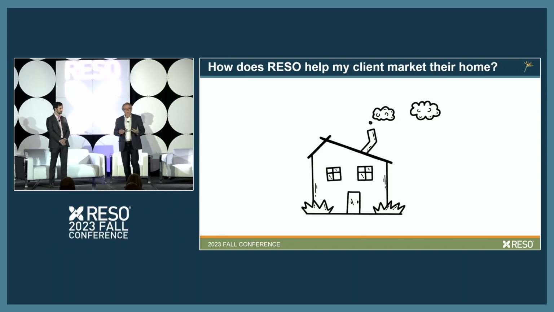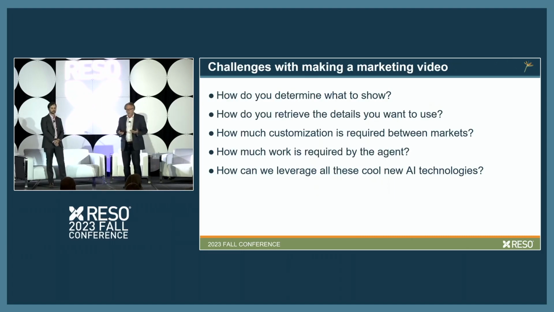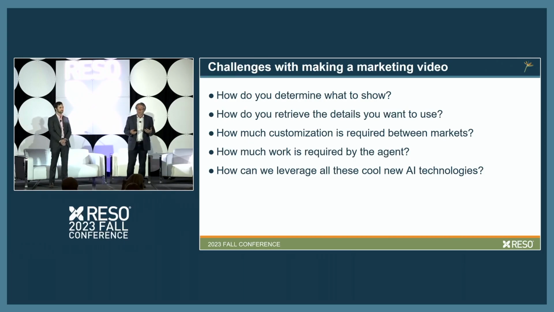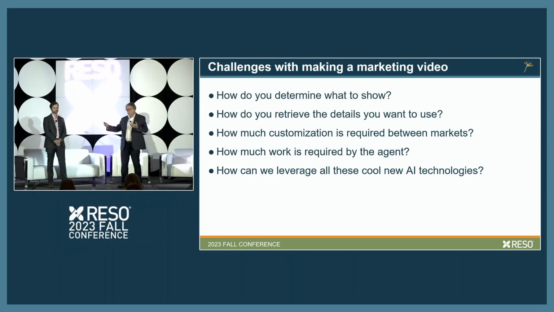So we asked how we can leverage our standards and make this better. How do we figure out what to show, what the details are, and customization between markets, lanai here, lanai there? How much work is required by the agent? We want the minimum. Everybody wants something effectively free of effort. And can we use AI technologies to do this? Those were the questions we started with. Then we went down the road, and back over to my co-host.